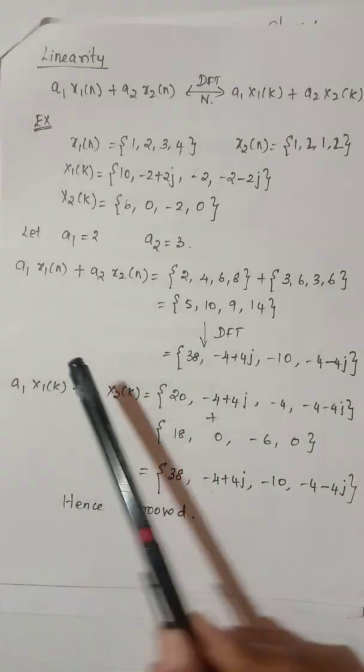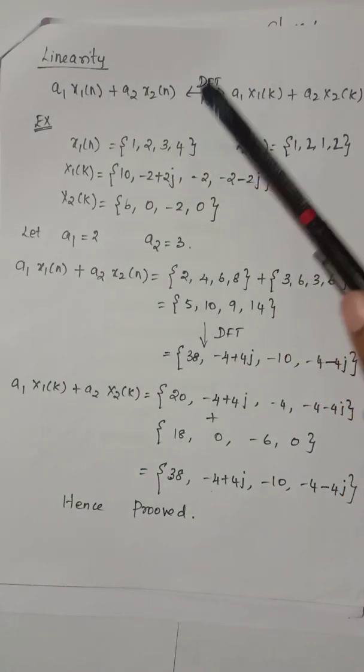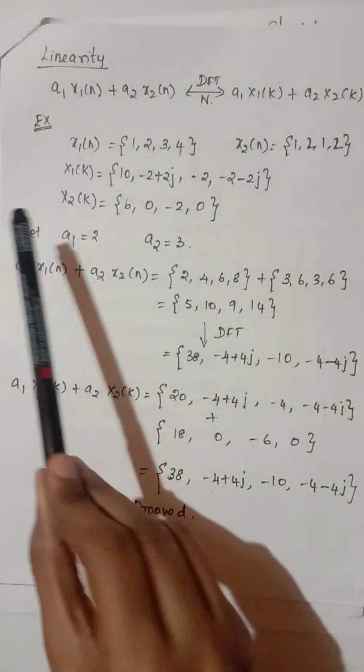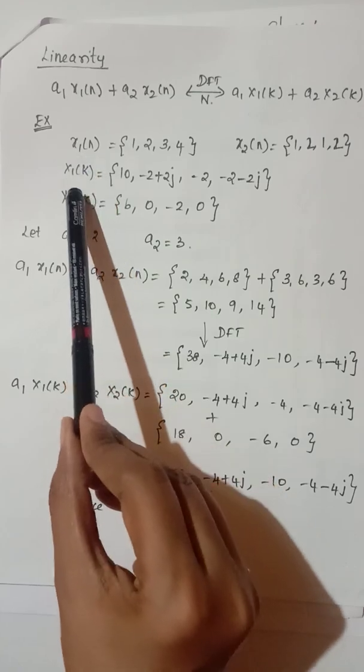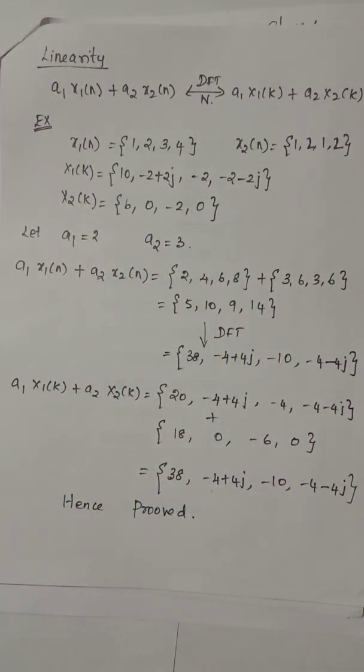If I add two signals and perform DFT, or I perform DFT for each sequence and then add, both results will be the same. That is the linearity property.